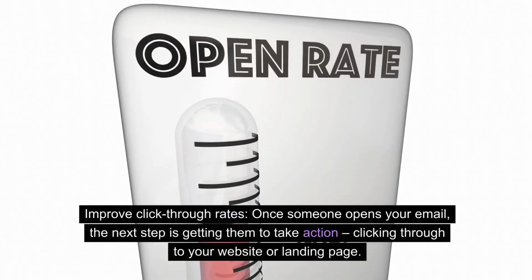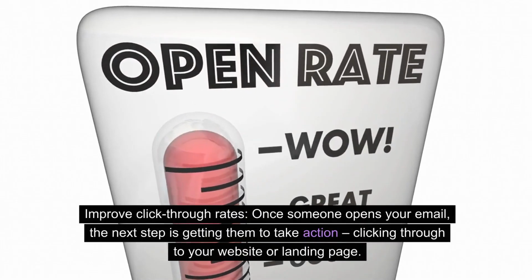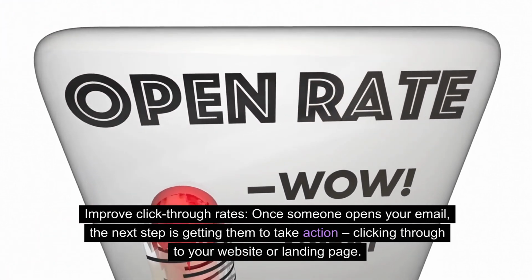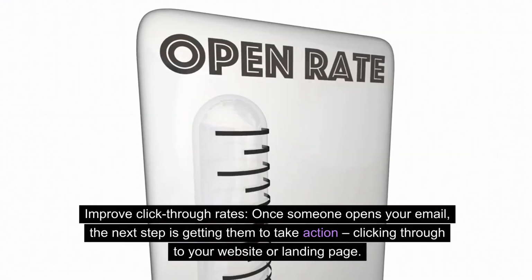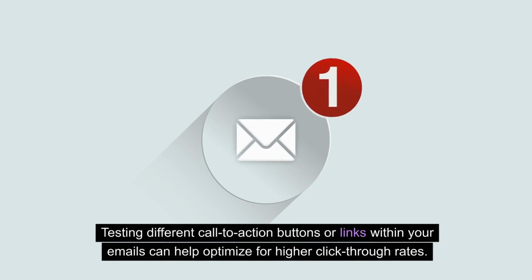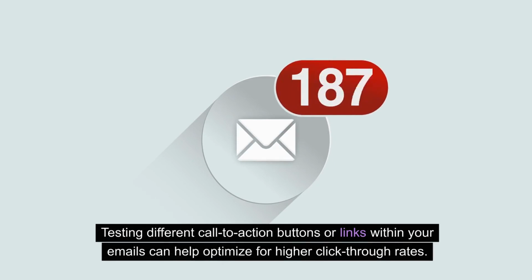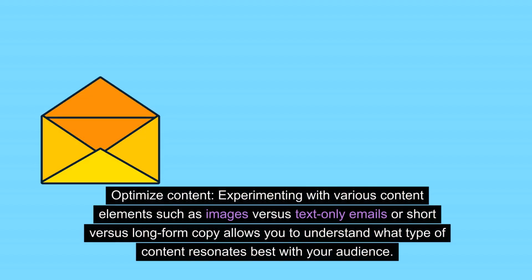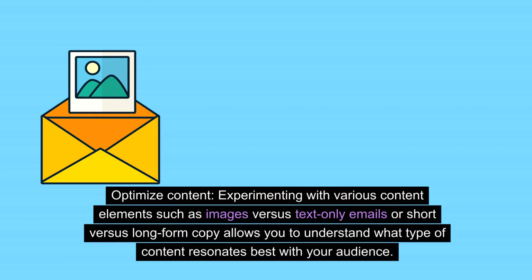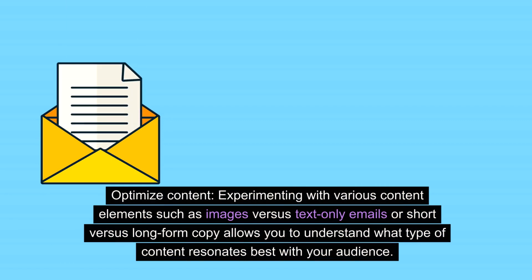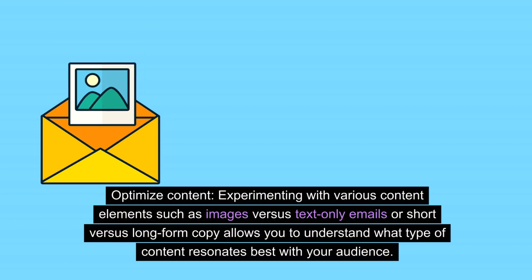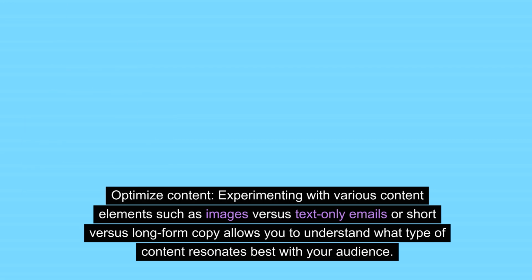Improve click-through rates. Once someone opens your email, the next step is getting them to take action, clicking through to your website or landing page. Testing different call-to-action buttons or links within your emails can help optimize for higher click-through rates. Optimize content. Experimenting with various content elements, such as images versus text-only emails or short versus long-form copy, allows you to understand what type of content resonates best with your audience.